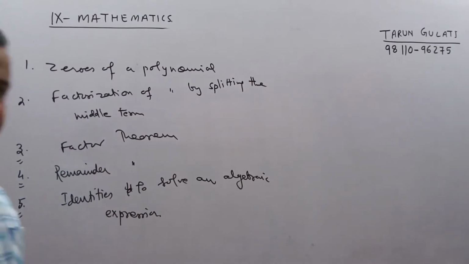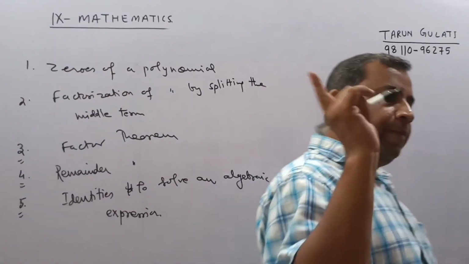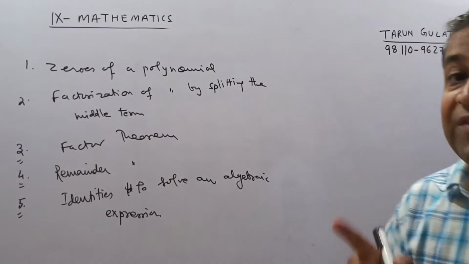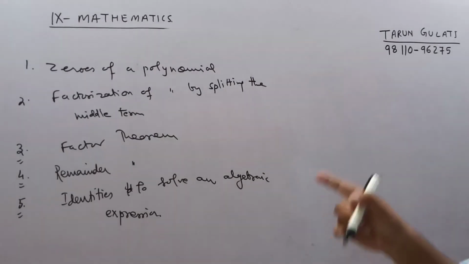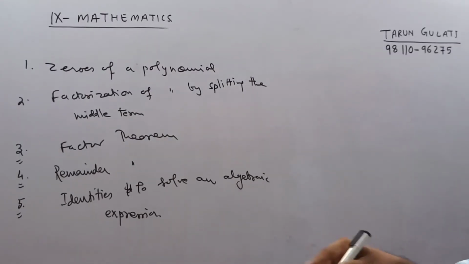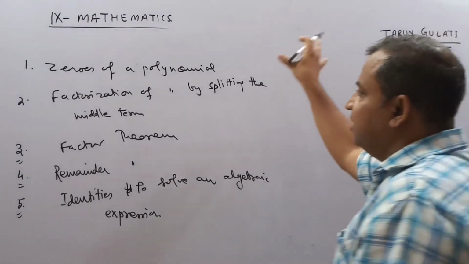The first is the meaning of the polynomial. Number 2, the standard form of the polynomial. Then degree. Then coefficients. Then constant term. This all is about polynomial. This is a justification of polynomial.